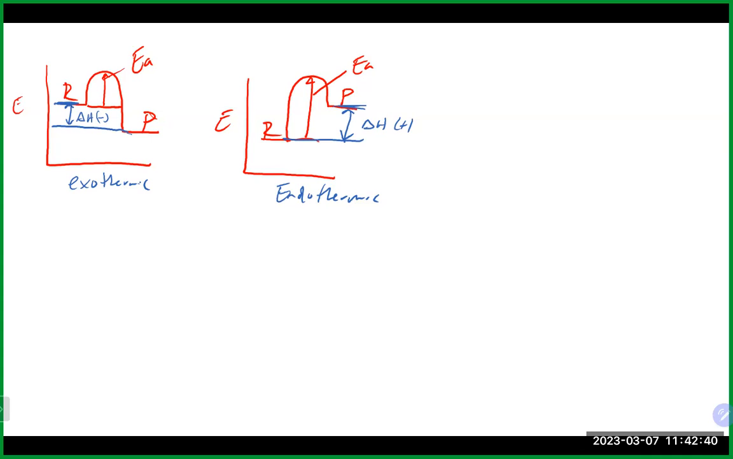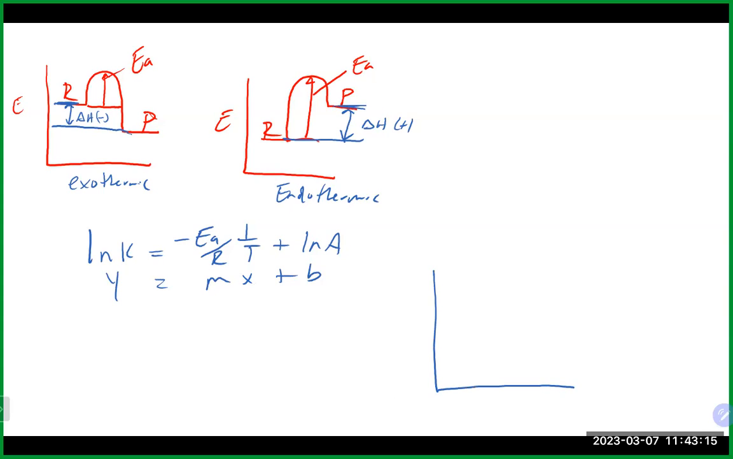Now, there is a relationship, the Arrhenius relationship, between temperature and the rate constant. And the graphical version, which I think is where we left off, is the natural log of k equals minus Ea over R times 1 over T, plus the natural log of A. That is equal to mx plus b. And the typical graph that we make is the natural log of k versus 1 over temperature, and this does need to be in Kelvin.